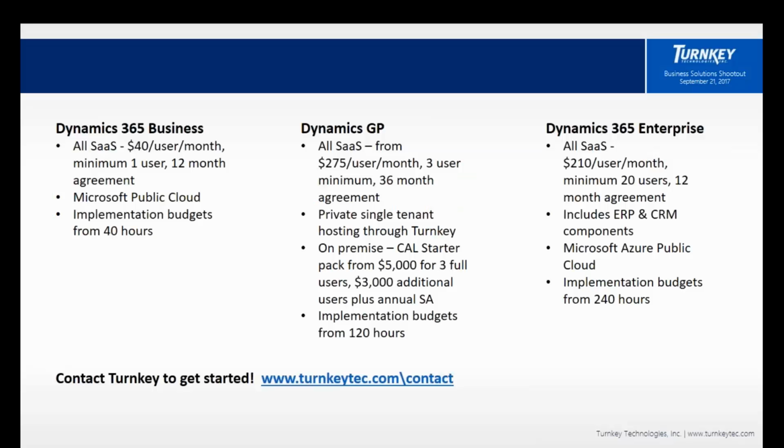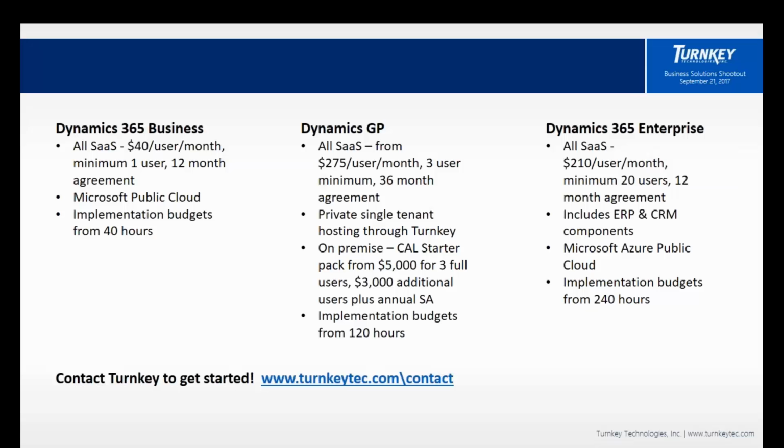So I put this together, just from everybody's question of how much does it cost and what does it look like. I laid this out from left to right. The 365 Business, we certainly have that as a very small footprint, and the advertised price is $40 per user per month, minimum one user, 12-month commit, Microsoft public cloud, with small implementation budgets. It can be a very small footprint.